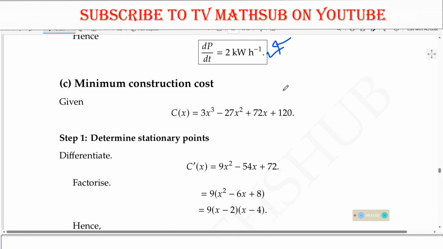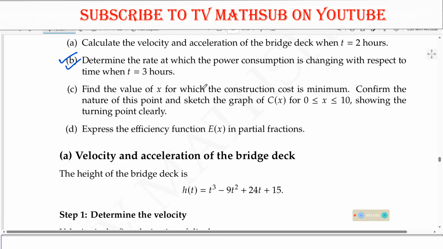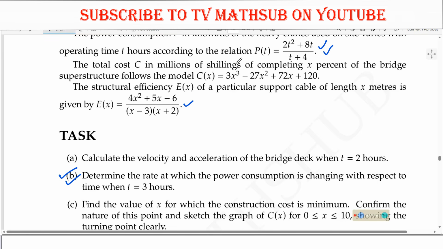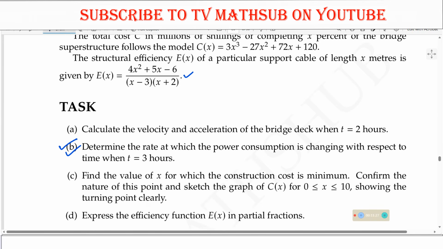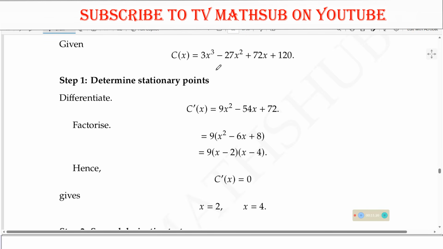Part C, we need to find the value of x at which the construction cost is minimum. They are saying the total cost C in millions of shillings is this. So we need to get the value of x for which the construction cost is minimum. We have the construction cost equation as C of x, equal to this. To get the minimum point, you need to firstly differentiate this.